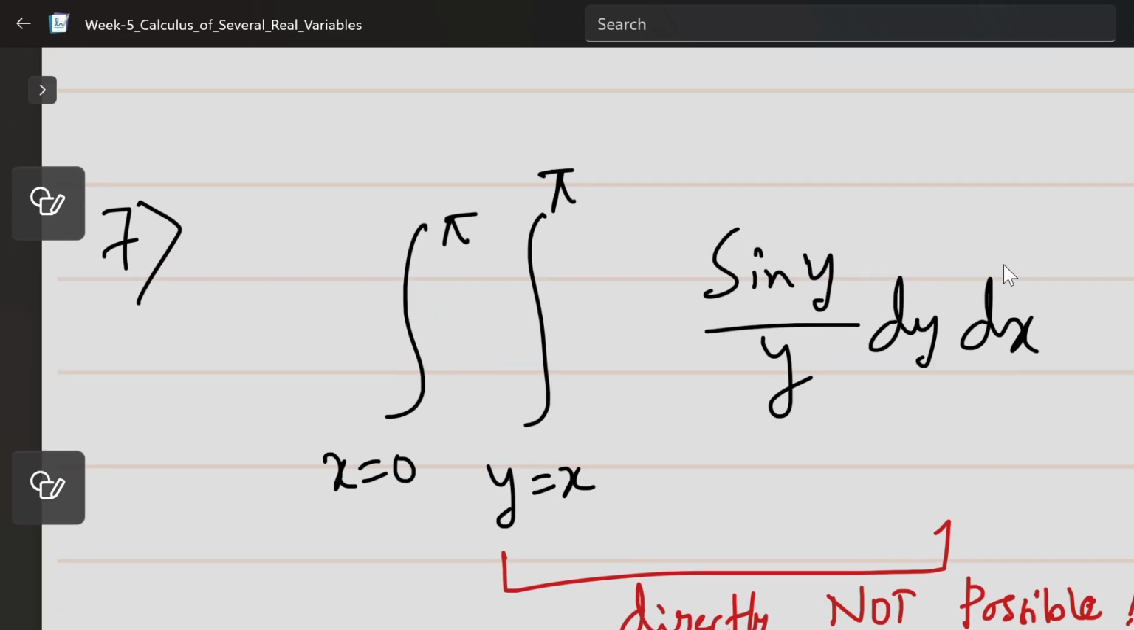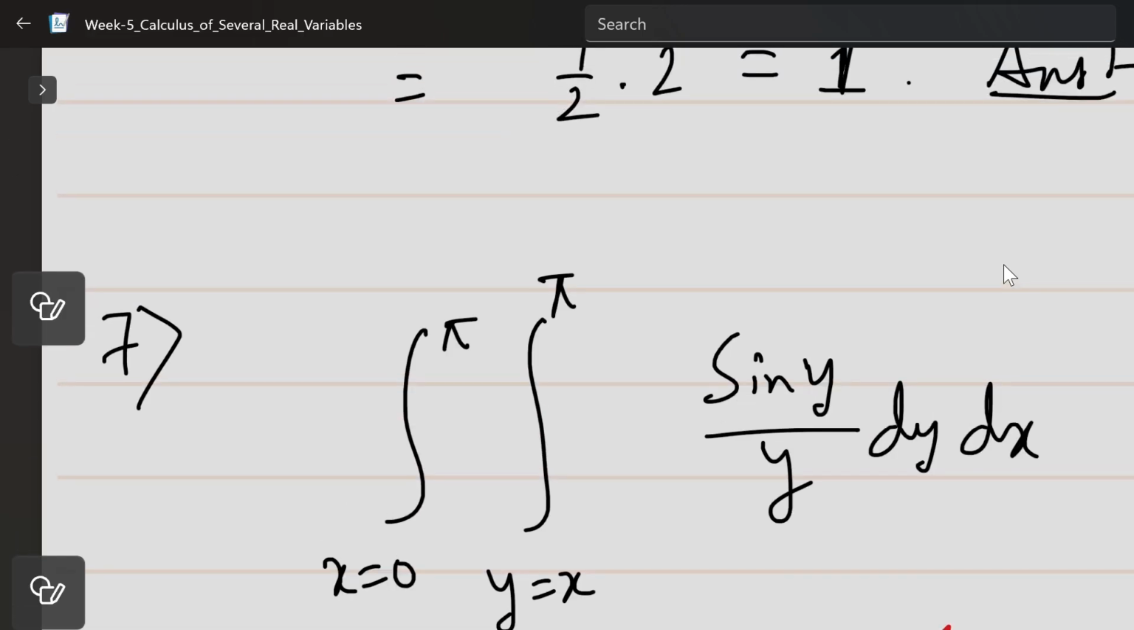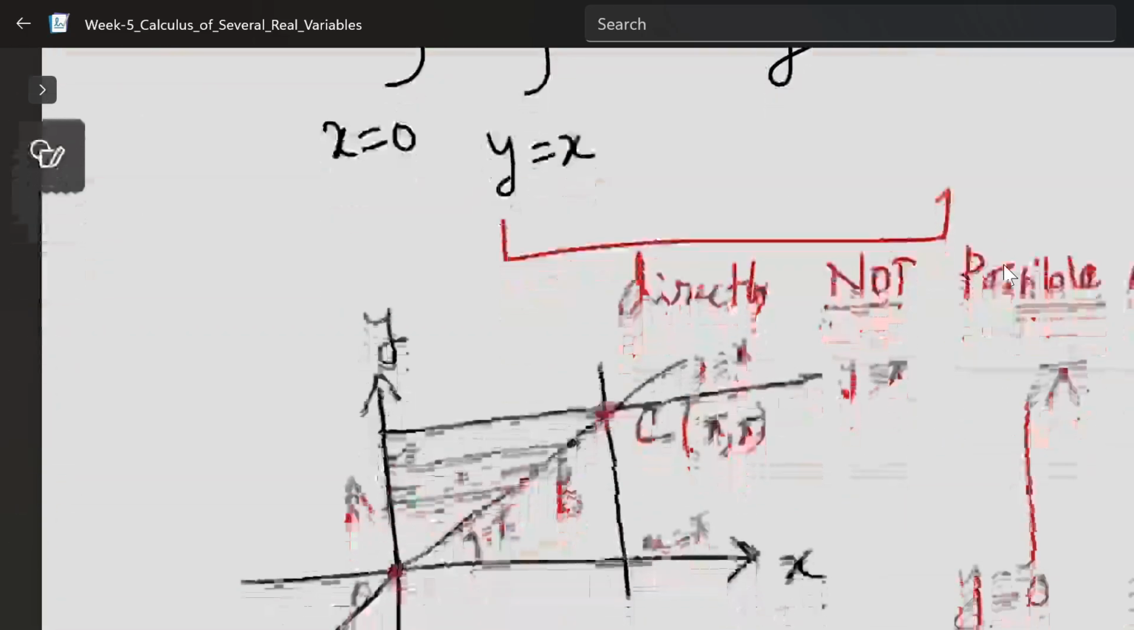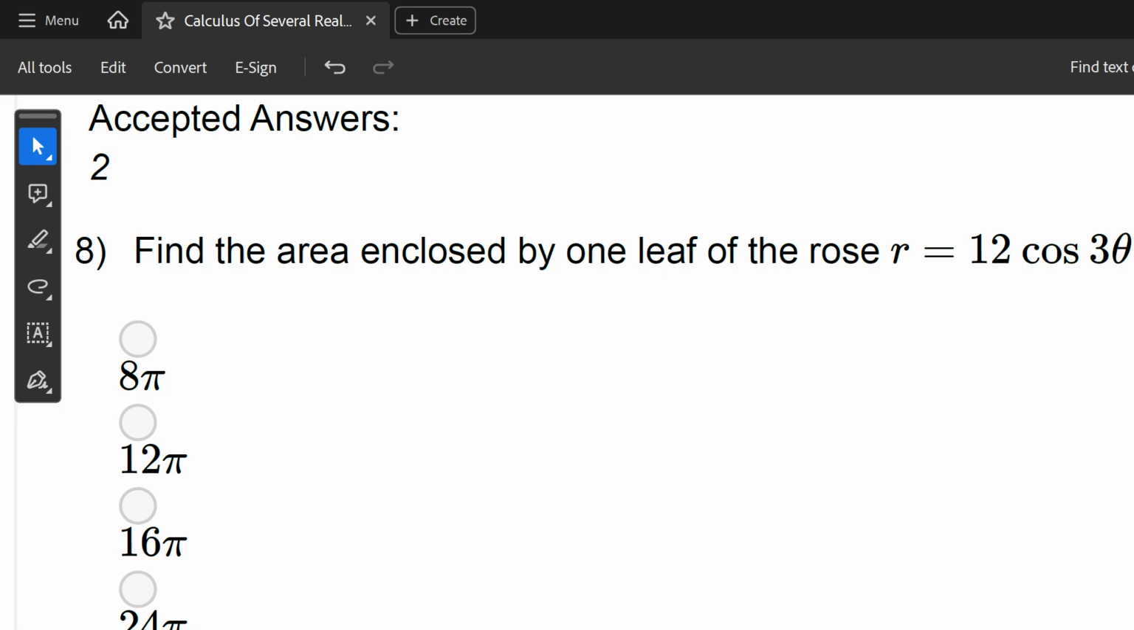You can solve it directly by numerical computation using Simpson one-third rule and trapezoidal rule, if you know this thing. But it is tedious. You have to do numerics. Okay, so I will move to the next one.